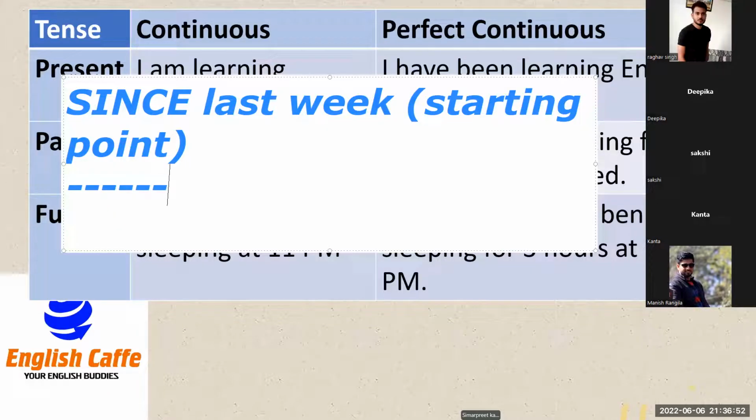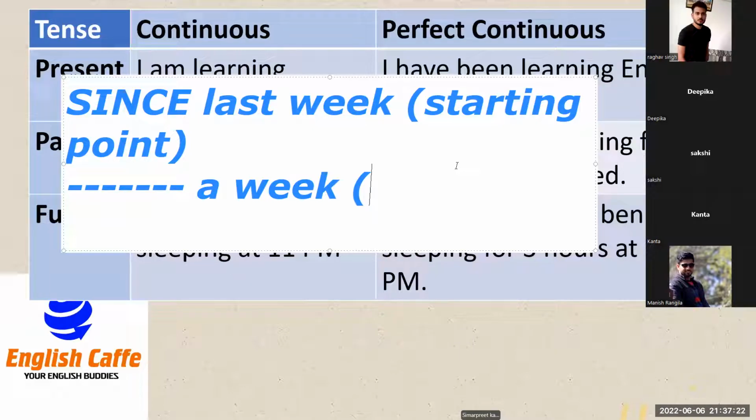If we say a week, then what do you say? For a week or since a week? Yeah, that's right. For last one, we'll say since last week. For a week. So what the logic will follow is, am I talking about a starting point or am I talking about a duration? If I'm talking about a starting point, I'll use since.